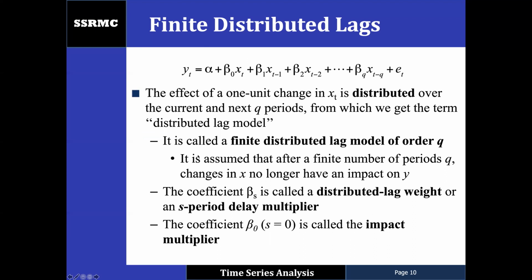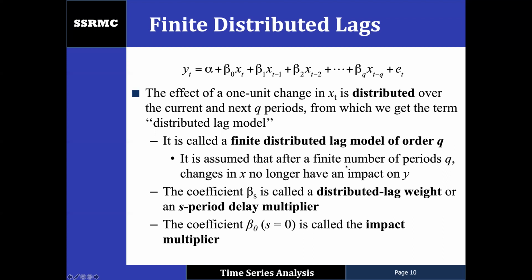With this model, essentially, we allow the effect of a one unit change in xt to be distributed over the current and the next q periods. This is why we use xt, xt minus 1, all the way to xt minus q to capture its distributed effect. Those are captured by those betas. It is called a finite distributed lag model of order q because it stops at a certain time. So q is not infinite. It could be 5, could be 6, could be 10. Usually it's determined empirically.